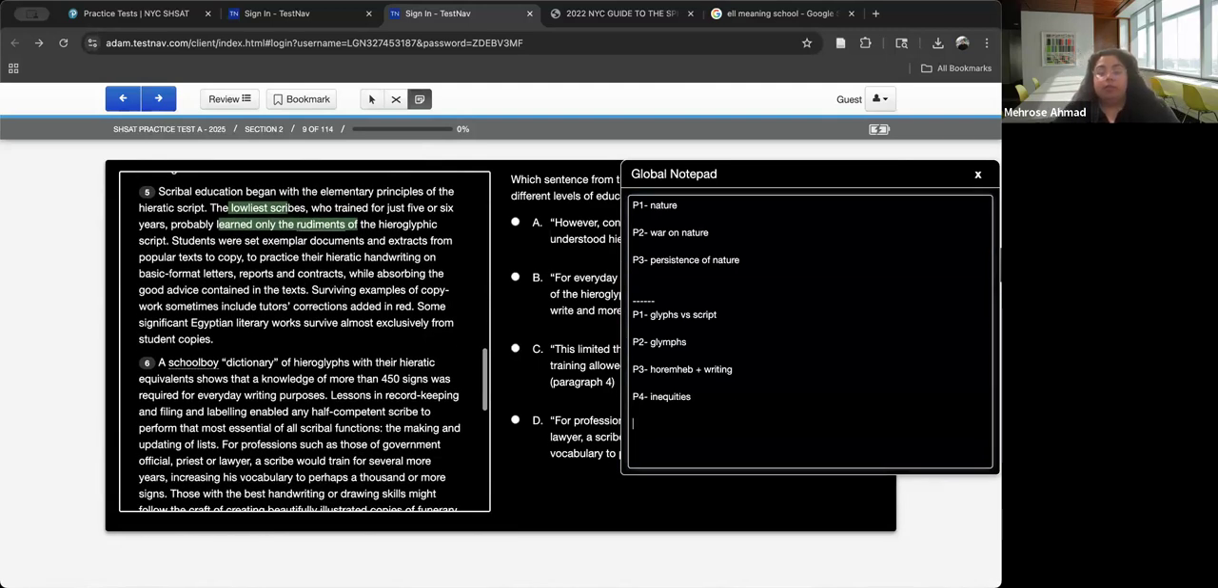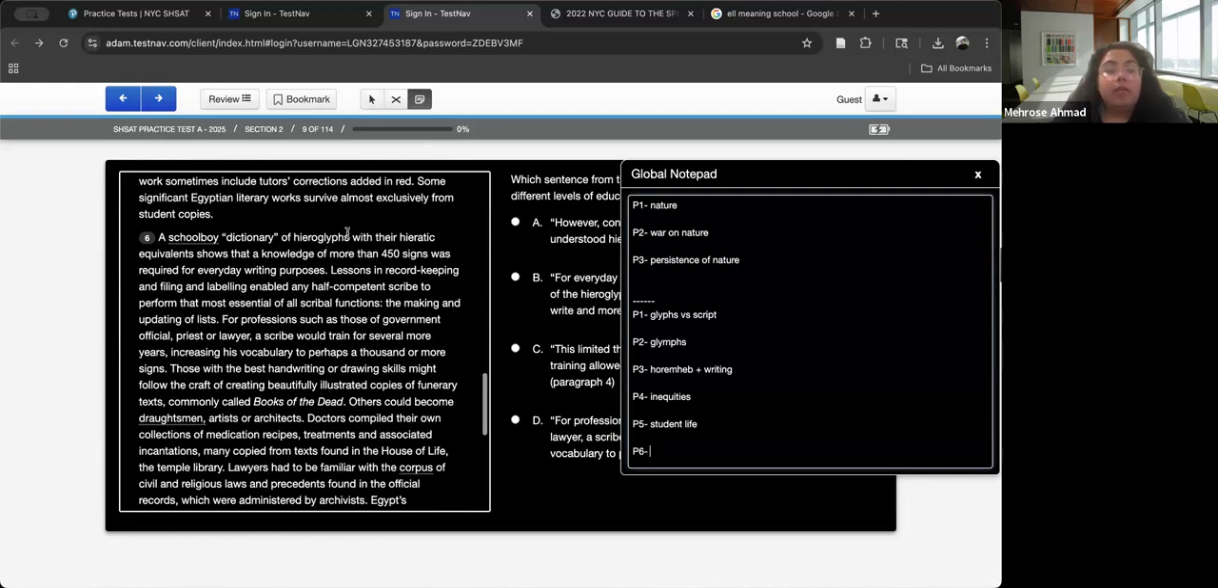So in paragraph 5, they're sort of describing student life. Paragraph 6, the last one. School dictionaries of hieroglyphs with their hieratic equivalents show that a knowledge of more than 450 signs was required for writing. Lessons in record keeping, filing, and labeling enabled any half-competent scribe to perform essential scribal functions.